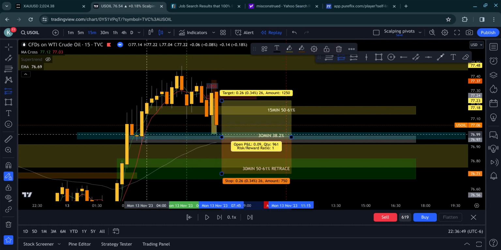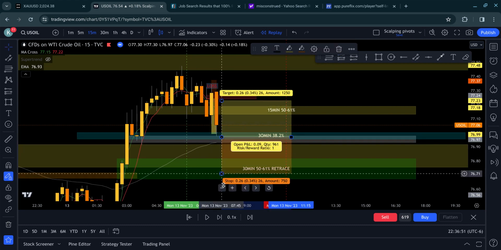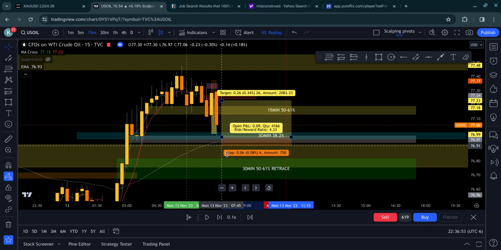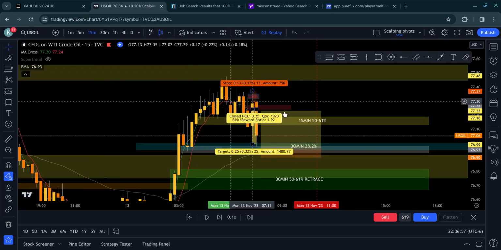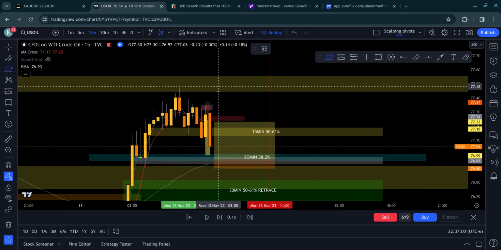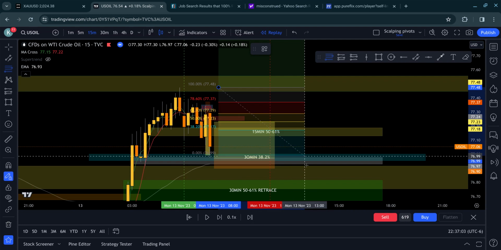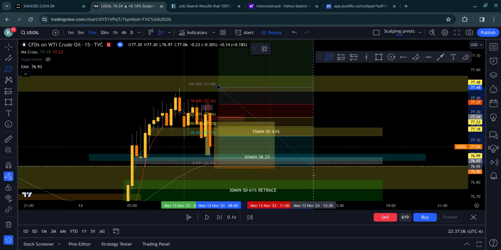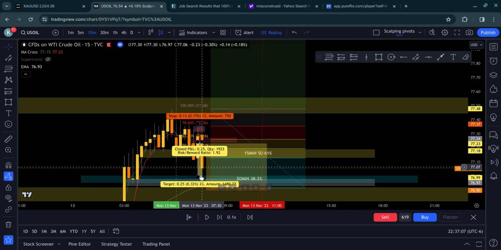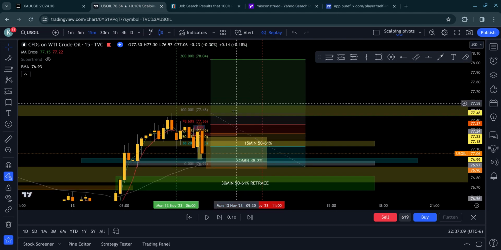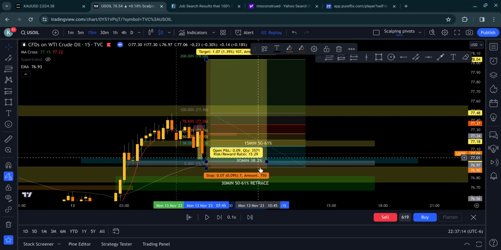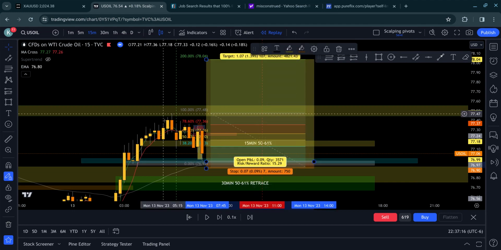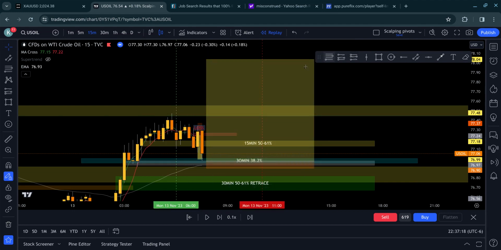I would have put my entry right there, and probably put my stop loss right below that wick on the 15-minute. Then I could have taken my fib from here down to where that low wick came down, and bring my take profit up to that 200%. Now look at what we have. We have a ridiculous risk to reward.